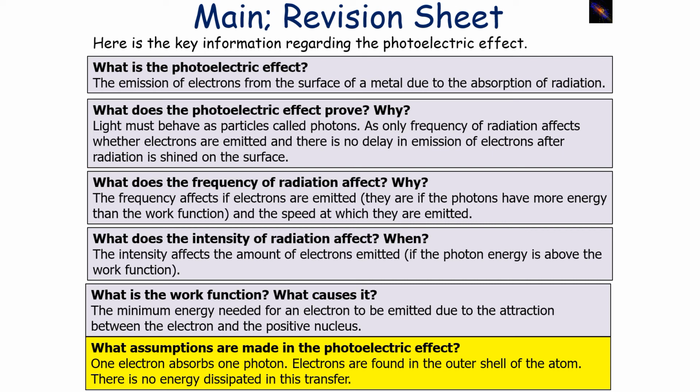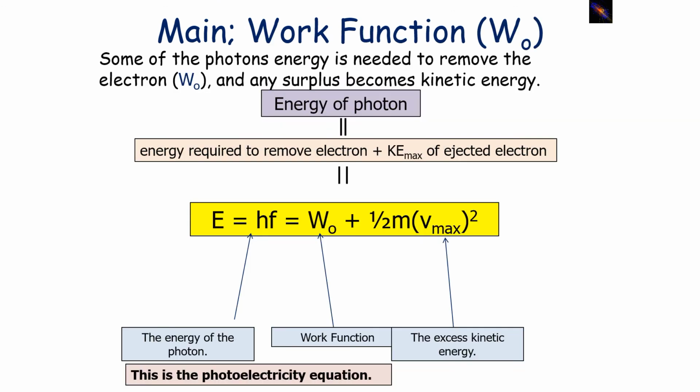Now in our assumptions of the photoelectric effect, one electron absorbs one photon, electrons are found in the outer shell of the atom, and there's no energy dissipated in the energy transfer. So we can write this down mathematically. We know that the energy required to remove an electron, the work function, plus the kinetic energy of the ejected electron will equal the energy of the photon. So we know that E equals hf equals work function plus the kinetic energy.